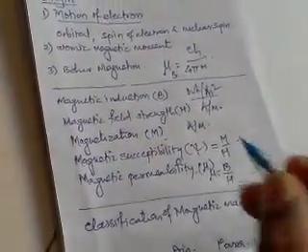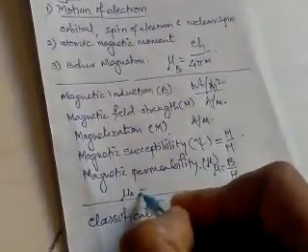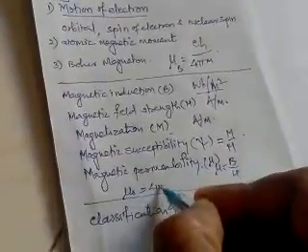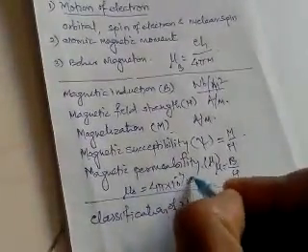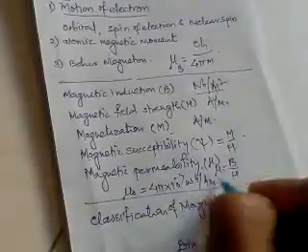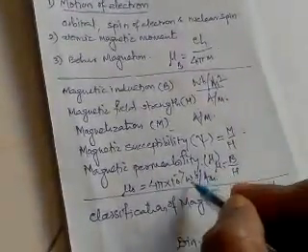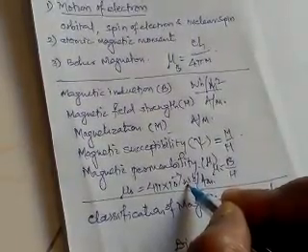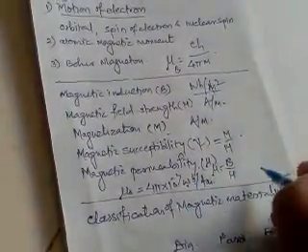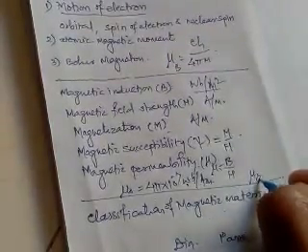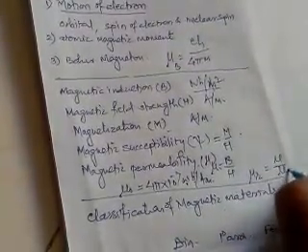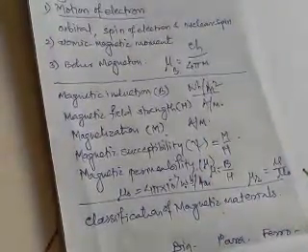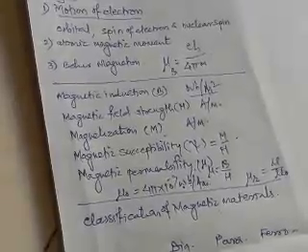If it is free space or vacuum, its value is mu 0. The magnetic permeability of vacuum or free space is mu 0 equal to 4 pi into 10 raised to minus 7 Weber per ampere meter. This is the specific quantity on which the other properties depend. The relative permeability of a given material is expressed as mu r equal to mu divided by mu 0, where mu 0 is the permeability of free space. These terminologies are needed to study further properties of magnetic materials.